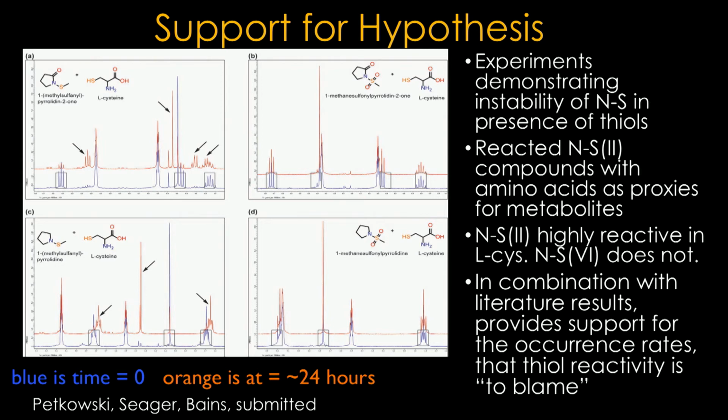And the compounds we're showing you are shown up here. So this is an NS2, the 2 bonds, and we had 2 different ones just in case one didn't work, and they both show reactions with L-cysteine, which is the only one in our set of 7 that has the thiol group. So it reacted. And then we also tested the NS6 to show that it didn't react. So in combination with literature results, it provides support for this idea that thiol reactivity is to blame, and that nitrogen-sulfur bond-containing compounds are avoided by life on Earth.